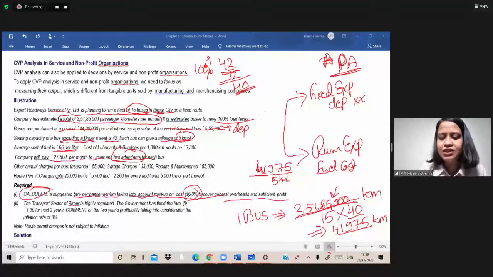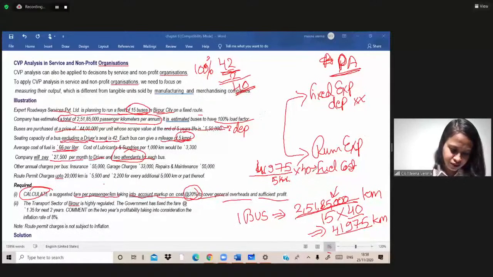The mileage is 5 kilometer per liter, so these are the liters required per annum, and the fuel cost is 60 rupees per liter. So we will multiply these liters by the rate, and in this way you will get the fuel cost. Okay, I got the answer from Ravi Teja.